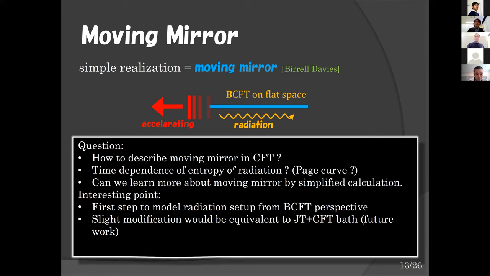And the interesting point is that we believe that this model is the first step to model the radiation setup from a pure BCFT perspective. And I believe that this model interpolates the BCFT and JT gravity plus CFT bath setup. And maybe we believe that this moving mirror with slight modification would be equivalent to the JT plus CFT bath setup because this setup completely mimics the Page curve.